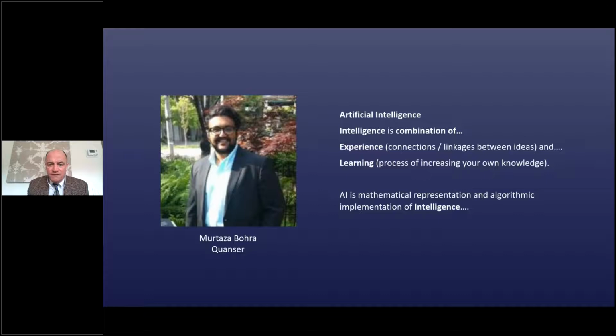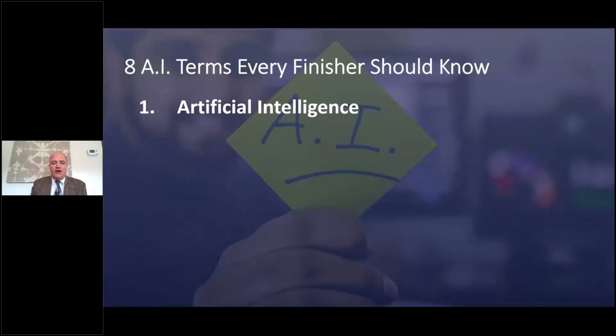And then he says artificial intelligence is just a mathematical representation and an algorithmic implementation of intelligence. So that's really, as complicated as we can make this, a mathematical representation of our own experiences and learning. And that is a good way to think about artificial intelligence.